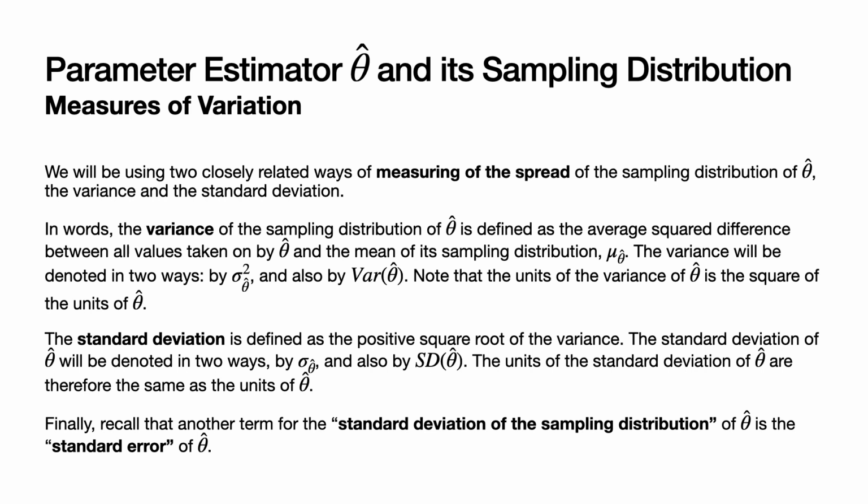The standard deviation is defined as the positive square root of the variance. The standard deviation of theta hat will be denoted in two ways, by sigma sub theta hat and also by capital SD for standard deviation with the estimator theta hat in parentheses. The units of the standard deviation of theta hat are therefore the same as the units of theta hat.